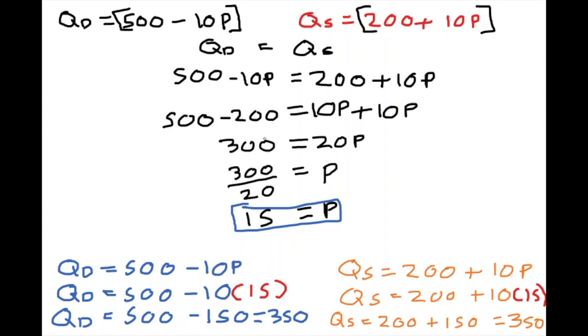So to work out equilibrium price and quantity, you first work out the price level, and then you can substitute it into either the quantity demanded equation or quantity supplied.